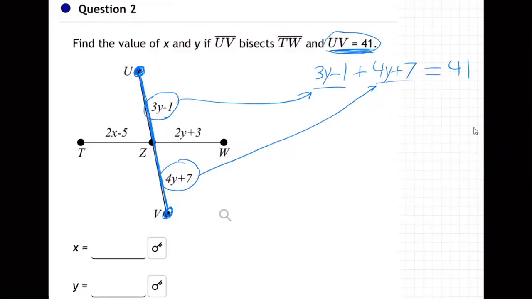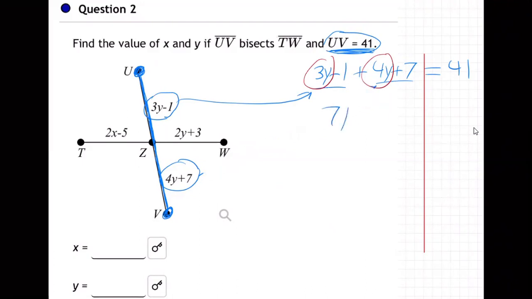Okay, so we have another little equation to solve here. I'll put the wall of separation again, if that helps you to look at it. You've got the left side of the equal sign and the right side of the equal sign. Then we've got 3y and 4y. That is 7y, right? Just adding those up. And then minus 1 plus 7 makes 6. 7 minus 1 basically. 7y plus 6 equals 41 there.